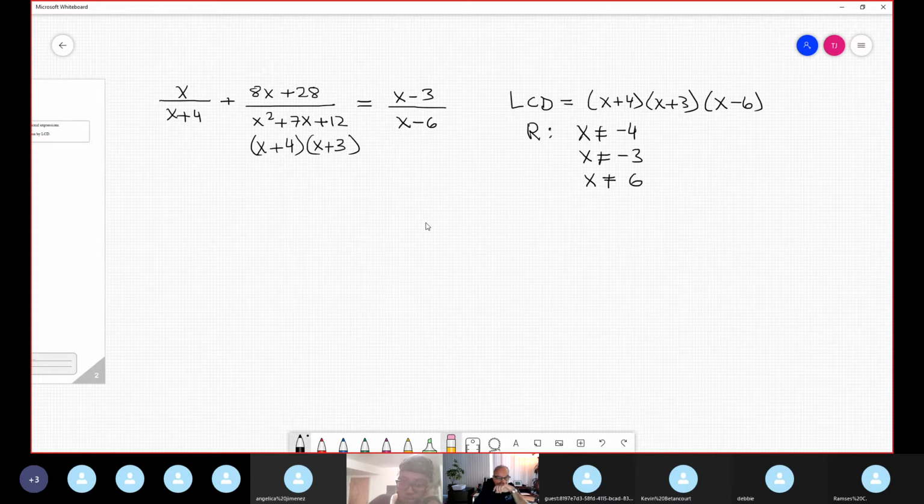Now multiplication. Let's do it fast, because I don't want to copy again 3 times. This is too long, the LCD. And when you are doing the multiplication of the LCD by the first one, it's obvious that this and this cancel out. And stay this x, times x plus 3, x minus 6.